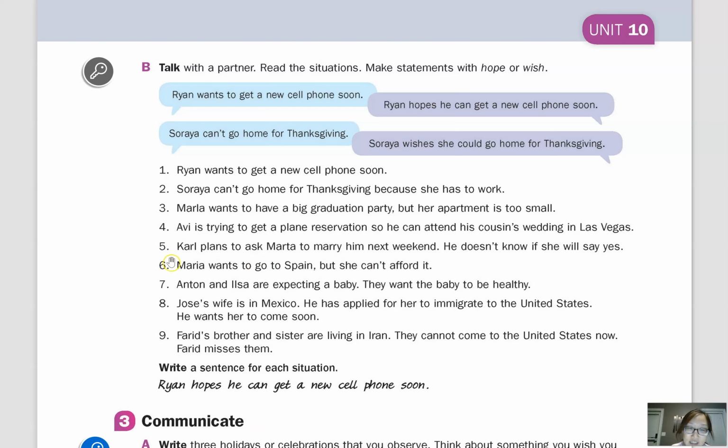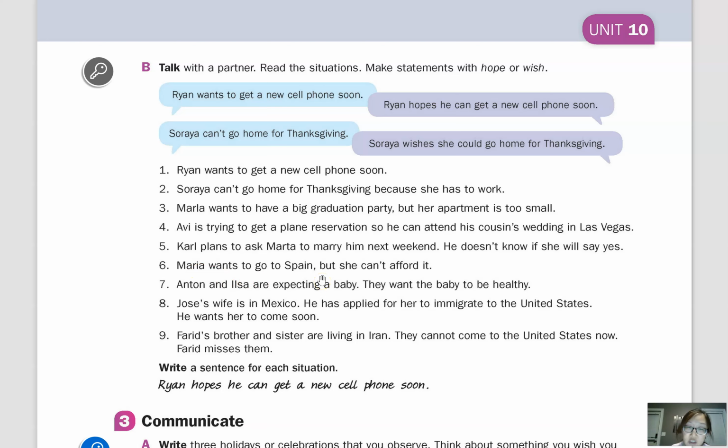But anyway, we can say Carl hopes Marta will say yes. Okay? Or Carl hopes Marta will marry him. Okay? And then let's look at number 6. Maria. Wow, there are so many names with M-A-R. Marla, Marta, or Maria. So number 6. Maria wants to go to Spain, but she can't afford it. Okay, so we can see it's not possible, at least at this moment, it isn't. So we can say Maria wishes she could go to Spain.